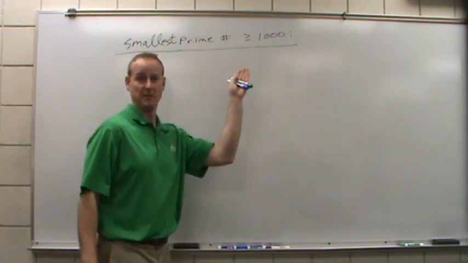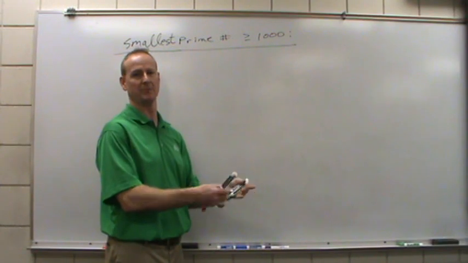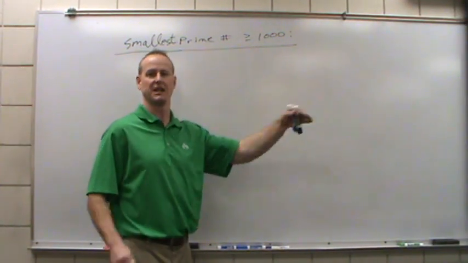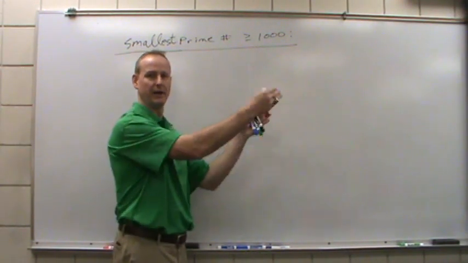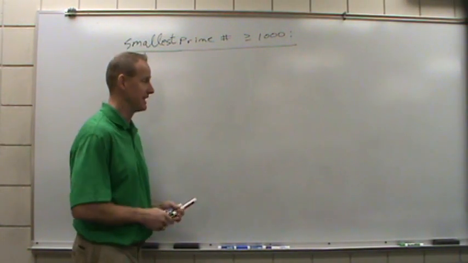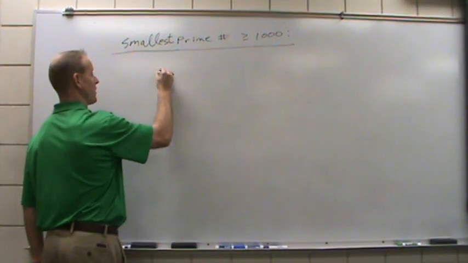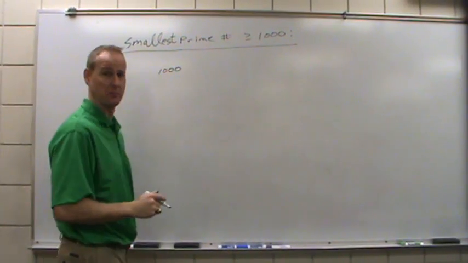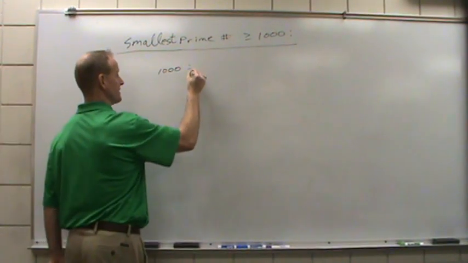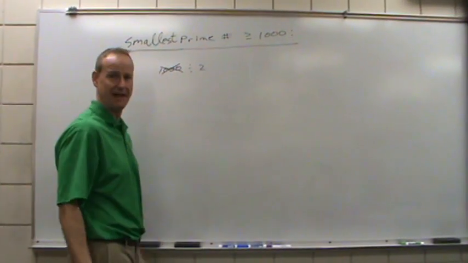We don't want to say the biggest prime number bigger than or equal to 1,000 because there's infinitely many prime numbers. It means prime numbers continue on. We can get bigger and bigger and bigger prime numbers. That is a theorem that's not in your book. But if we start with 1,000, is 1,000 prime? No, because it's divisible by 2.